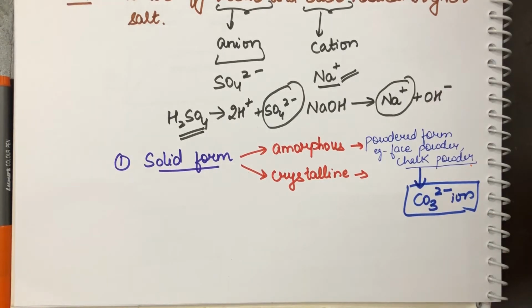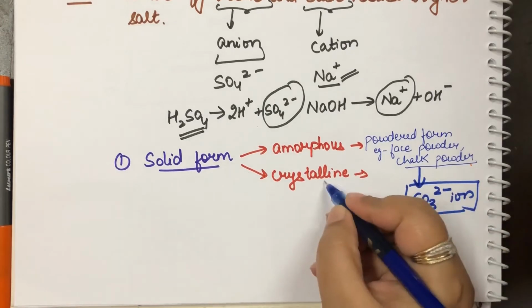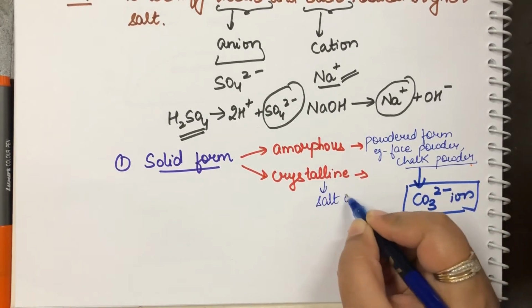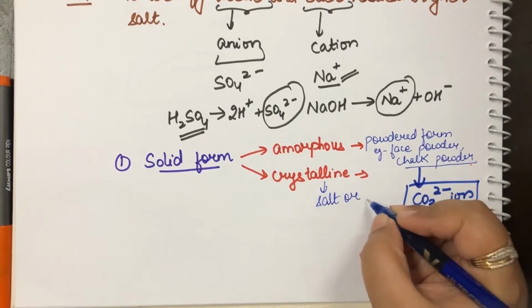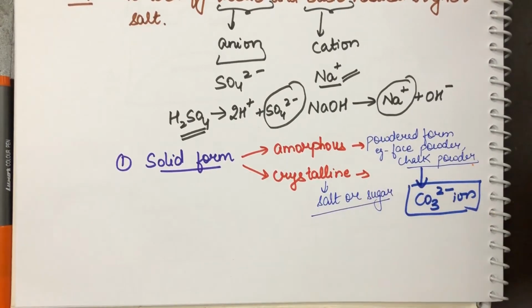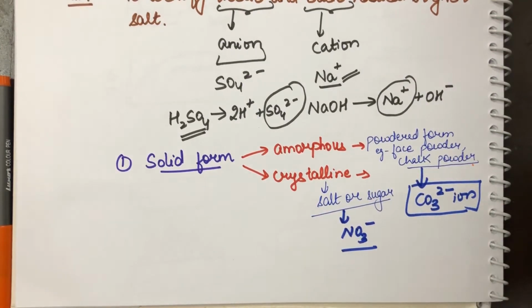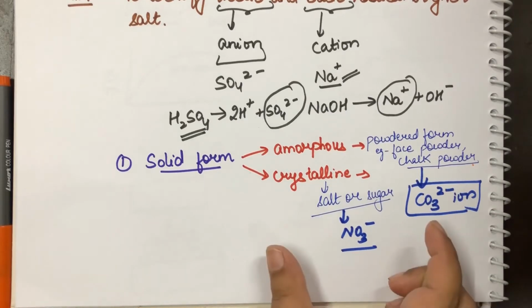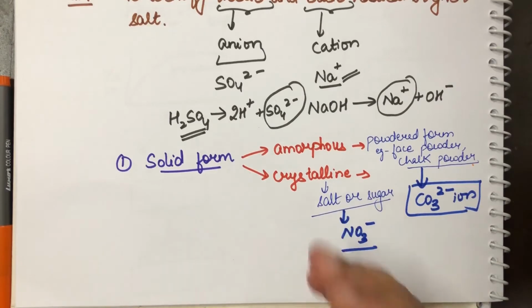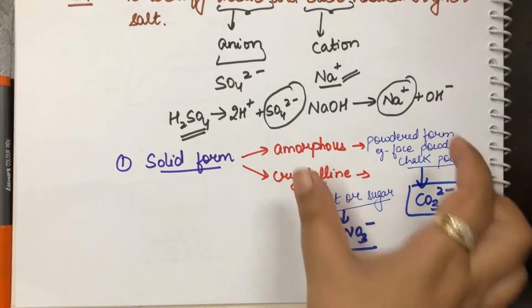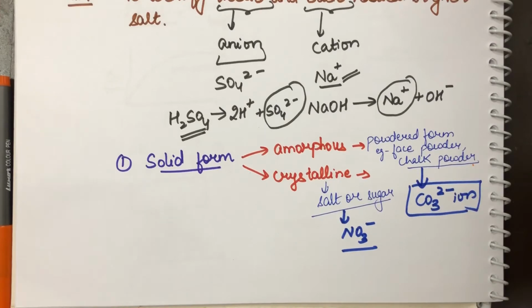Now, if your salt is in crystal form, what do you mean by crystal? Your crystals are like your salt, the table salt that you use at home, your sugar. Your sugar is again in the form of crystals. If that is the case, then there is a chance that you might be having nitrate as an anion in the salt. So now this is just an assumption, and we never conclude by just looking at the solid form of the salt. We are definitely going to follow all the procedures, but this is just an indication that this particular anion or cation would be found in your salt.